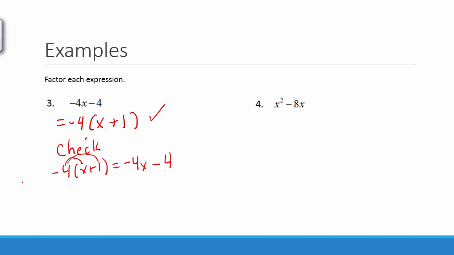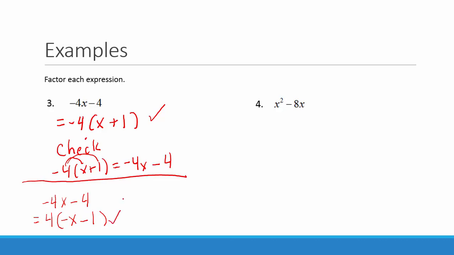Now, we could have just factored out a 4. So let's write the problem again, negative 4x minus 4. We could have just factored out the number 4. Then what will we have in parentheses? What times 4 is negative 4x? Well, that's negative x. And what should we multiply 4 by to get negative 4? Well, that would be negative 1. Both of these answers would be correct.